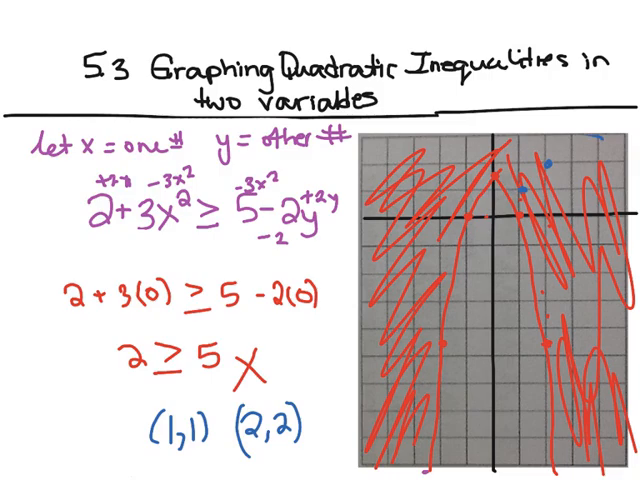The way to check would be to plug it into your equation. So 2 plus 3 times 1 squared is greater than or equal to 5 minus 2 times 1. 3 plus 2 is 5, which is greater than or equal to 3. This works. You don't have to show your work when you test it, but if you do want to test, it's a good idea to just type it into your calculator quick to make sure that you got the right answer.